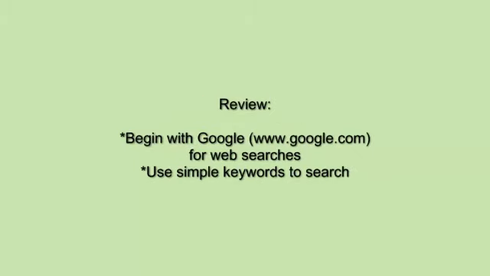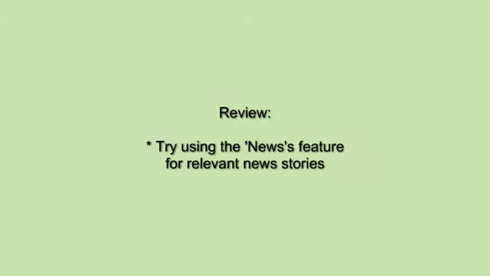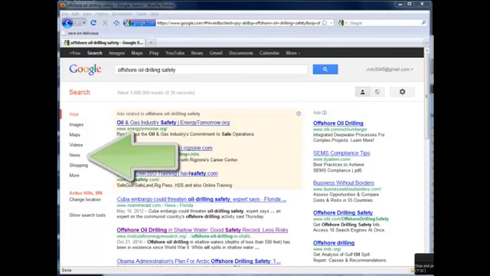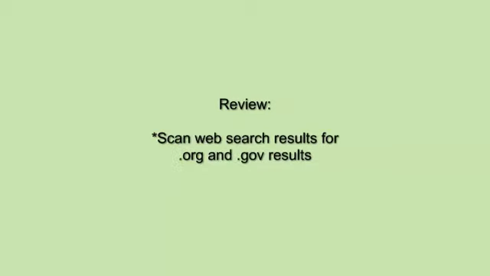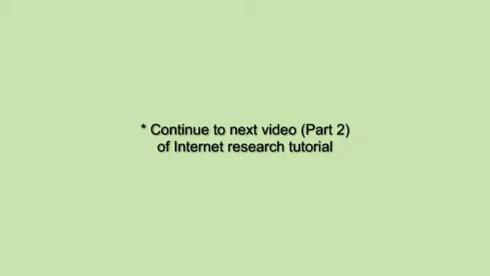Let's review what we've seen in this tutorial. We began our web searches at www.google.com, and we used simple keywords to do our searches. We also used the news feature in Google to look at news results, which is shown here. We want to pay attention to the date on either a website or a news result for its currency, and we also want to scan the web results for .org or .gov sites when possible.